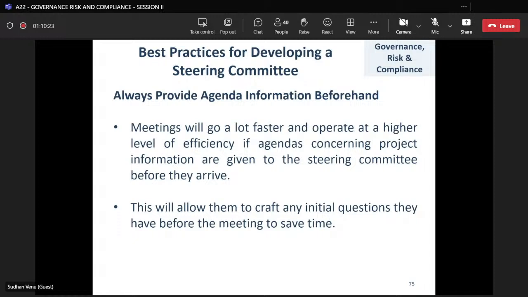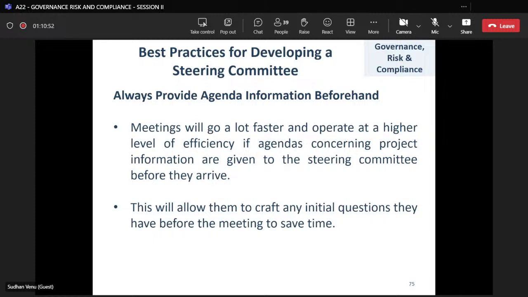Always provide the agenda information beforehand. The meeting will go faster and operate at a higher level of efficiency if the agenda, concerning the project information, is given to the steering committee before they arrive. So they can craft their initial questions before the meeting and save time. This is not only for the steering committee, it's a general thing. If you have any meeting, you have to provide the agenda beforehand.